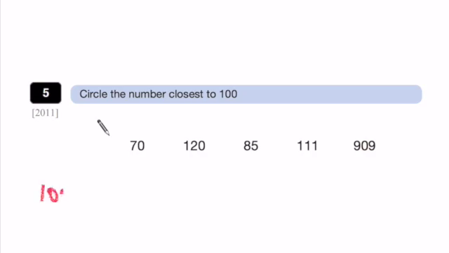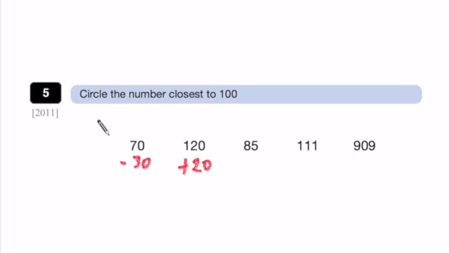100 take away 70 is 30. So I'm going to put minus 30. This one, 120 is 20 more. So plus 20, because 100 plus 20 is 120. Right, next 85. So work out what 100 take away 85 is.